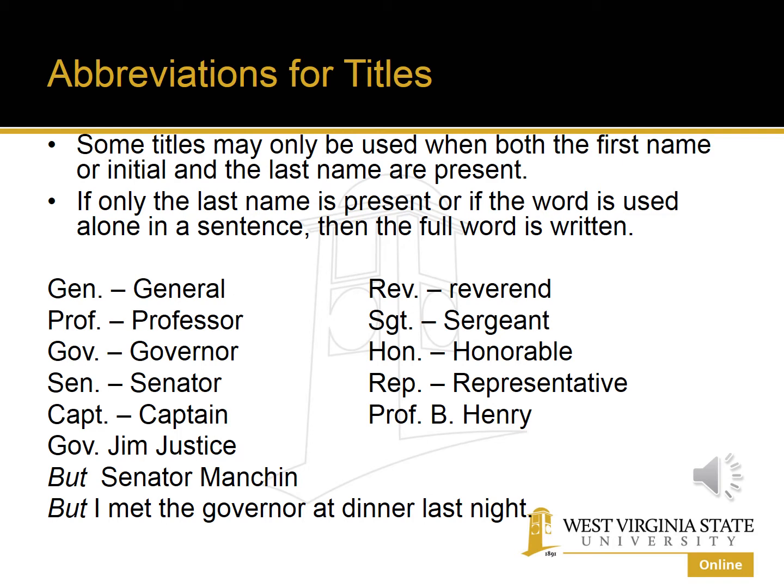Or Gov. Jim Justice. But it's Senator Manchin. Sen. Joe Manchin would be acceptable, but Senator Manchin is what needs to be done if only the last name is present. And then, for example, if I'm using one of these words in a sentence as a common noun, I have to also write it out. I met the governor at dinner last night.